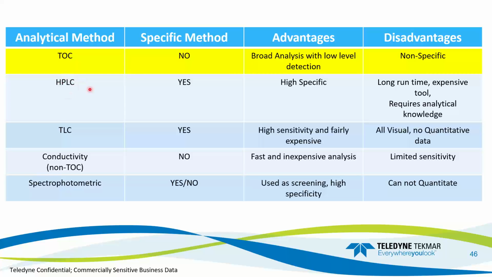HPLC, which we're comparing this to right now, is a very specific method because you're going to set up retention times. You're going to be setting up different types of standards that tell you where that compound's coming out. So it's highly specific. It's going to give you a lot of those need to know details. But there's some disadvantages. It's a long run time, expensive, requires a lot of analytical knowledge, and sometimes it's too specific. Sometimes you need a broad-based analysis that gives you the superior detection limits, and that's not HPLC because it's so specific. TOC is going to detect any carbon-based substance.